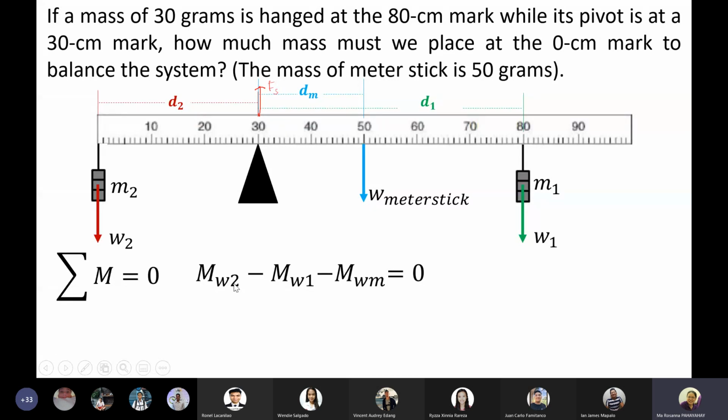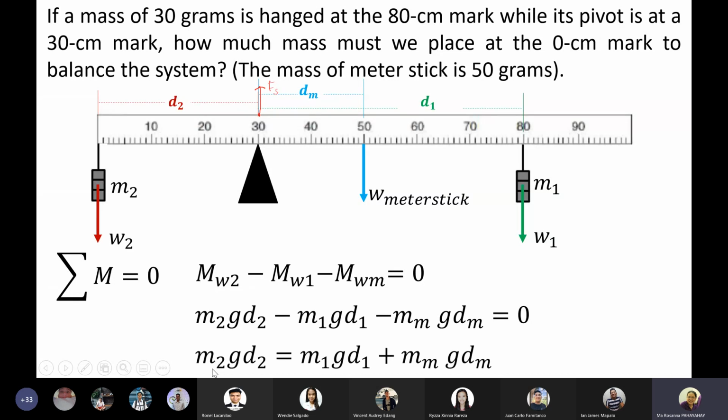If we replace these with their formulas, that will be M2 g D2 minus M1 g D1 minus the mass of the meter stick times g times dm. What we want to find is M2. Since we want M2, we have to derive. M2 should be positive, so it stays on one side since it is already positive, and the rest of the variables that do not have M2 will go to the other side.